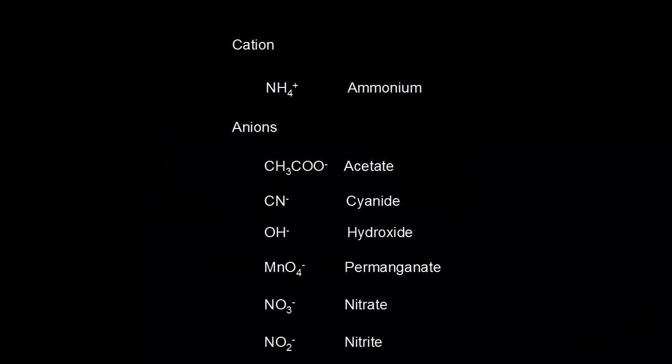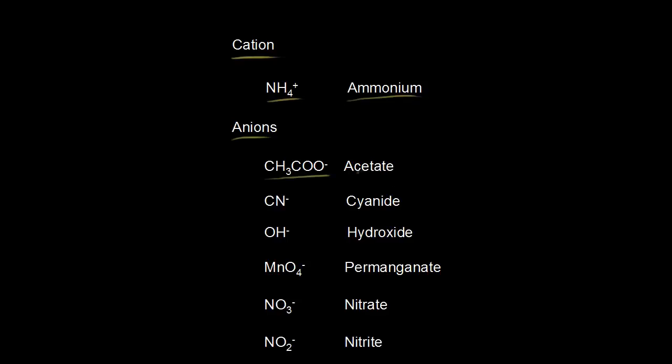When you take a general chemistry class, you often have to memorize some of the common polyatomic ions. So let's go through a list of some of the ones that you might see in your class. We'll start off with a cation, a positively charged ion. NH4 plus is called the ammonium ion. And for anions, there are many anions that you should know.